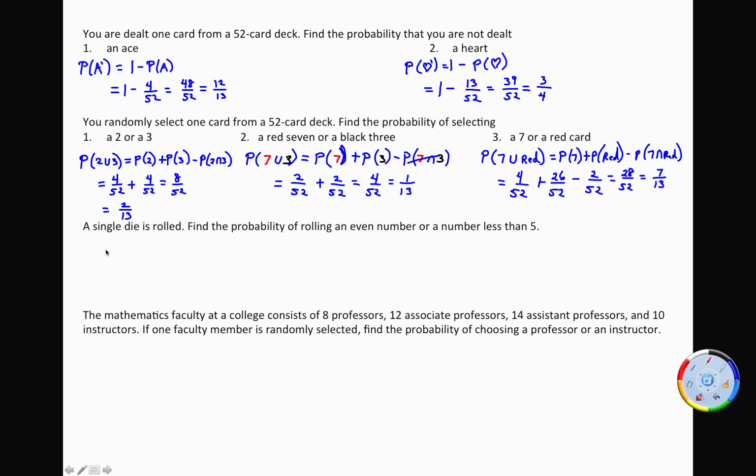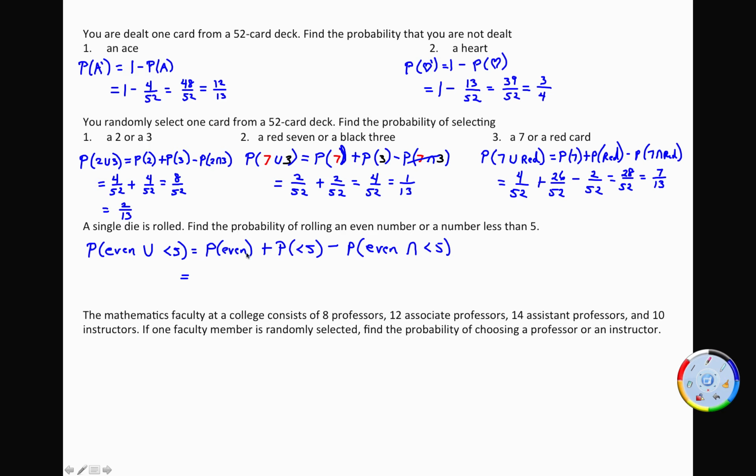What about this one? A single die is rolled. Find the probability of rolling an even number or a number less than 5. Okay, so probability that it's even or less than 5. Well, that's the probability that it's even plus the probability of rolling a less than 5 minus the probability that it's even and less than 5.